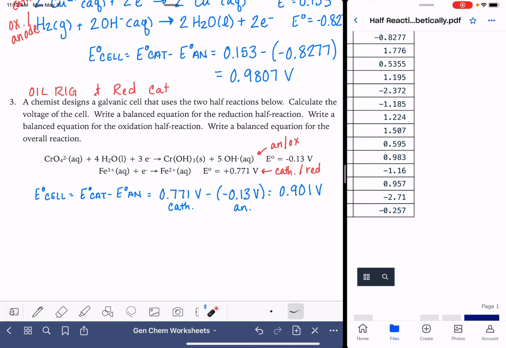And so now that we know that, we know which one we need to turn around. Reduction is gain of electrons or adding electrons. So this equation right here is correct in the way that it is written. It is being written as a reduction reaction, and that's what it needs to be written as. This reaction, however, is actually an oxidation reaction, and currently it's written as a reduction reaction. So this reaction right here needs to be turned around.